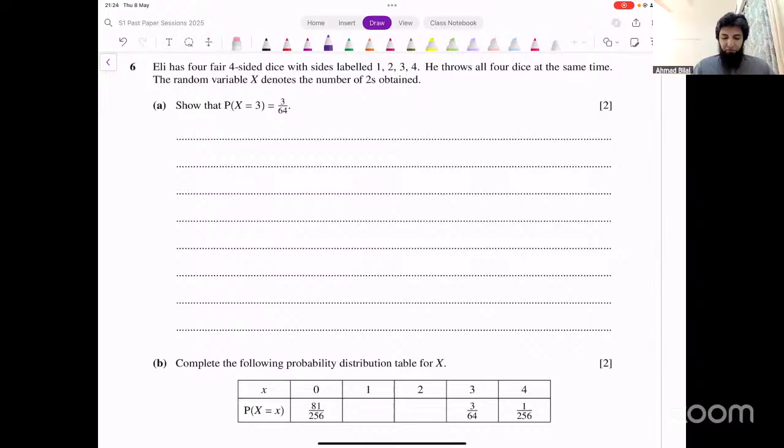Okay, so there are 4 dice that are thrown. Now, if you were to draw a tree diagram for that, it will become too big, right? 1, 2, 3, 4. So we'll have four branches here, and then with each one of them we have 4. That's 16, and then we have 4 more. That becomes 64 branches eventually. That's a lot of branches, right? So how do we think about this? They're talking about the number of 2s obtained.